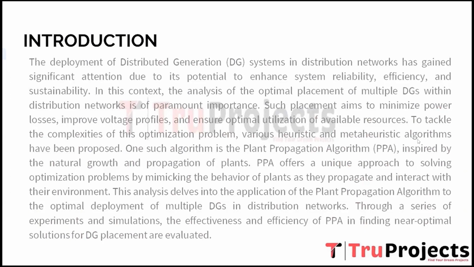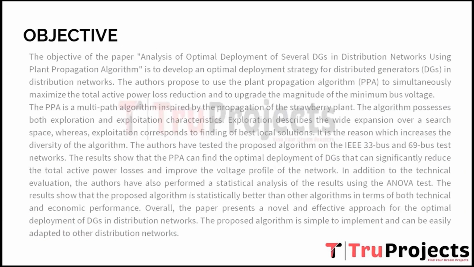DG placement are evaluated. So now coming to the objective part, the objective for this project is to investigate and assess the effectiveness of the plant propagation algorithm in optimizing the deployment of multiple distributed generation units within distribution networks. The deployment of DG systems presents a complex optimization challenge as it involves determining the optimal locations and capacities of DGs to achieve various system objectives such as minimizing power losses, voltage variations, and enhancing system reliability.